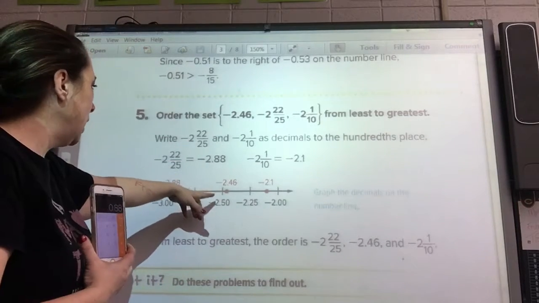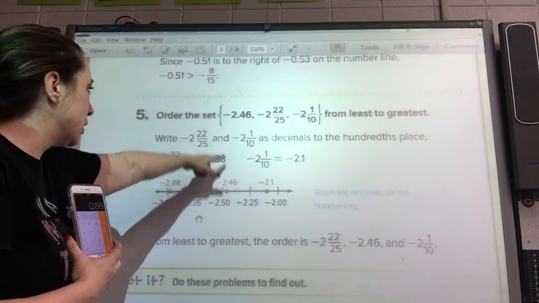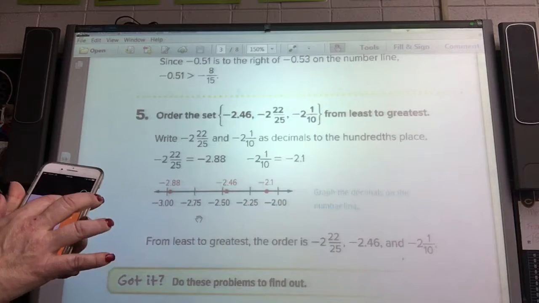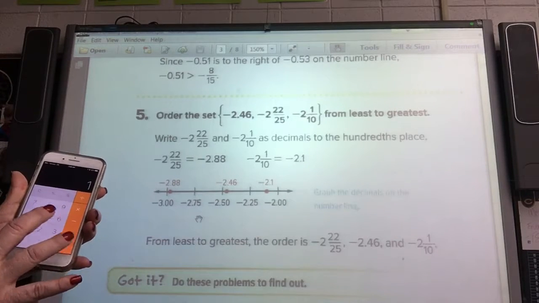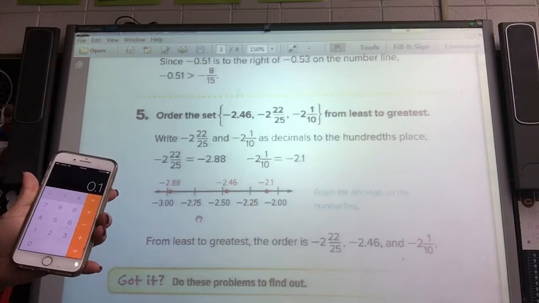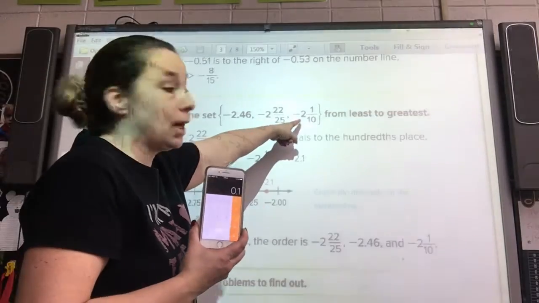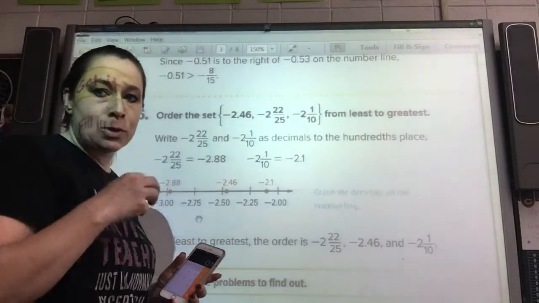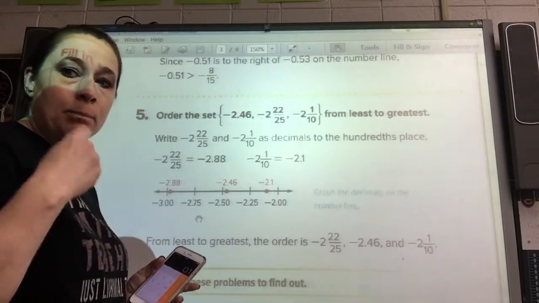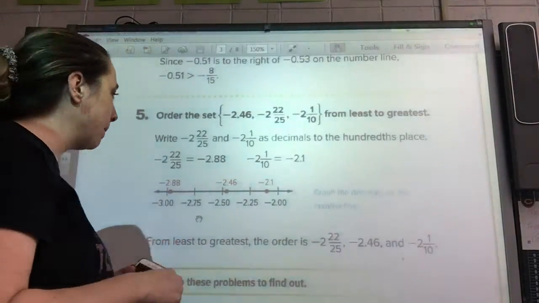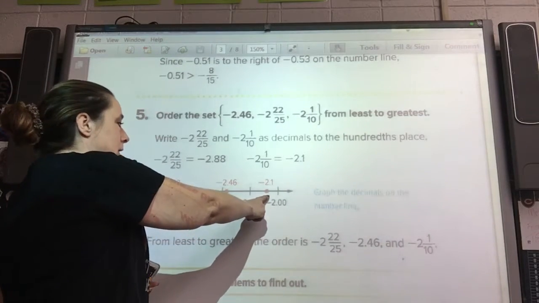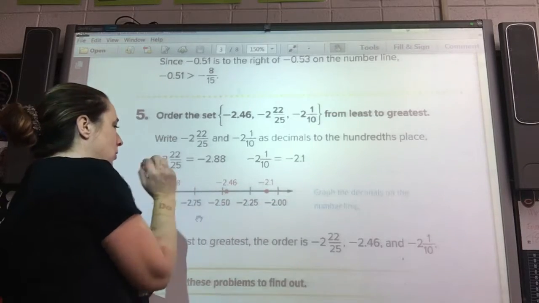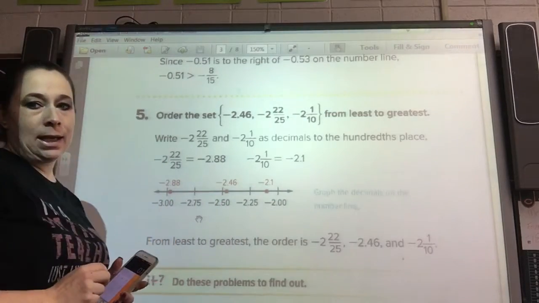And then they already had one of them, 2.46, and then the other one was 2 1/10. So to figure that out, 1 divided by 10, you get 0.1. And then just add the two whole numbers onto it. So negative 2.1. We did that before when we had whole numbers with fractions, and we had to make the decimal and then add the whole number to it. So on the number line, they did this for us, negative 2.1. So this is like owing $2.10, owing $2.46, owing $2.88.